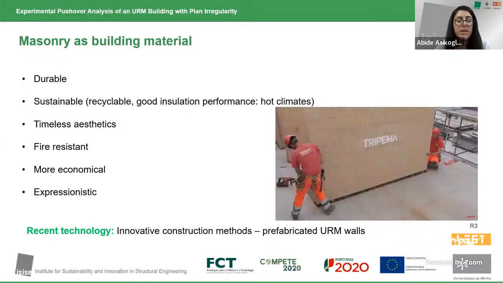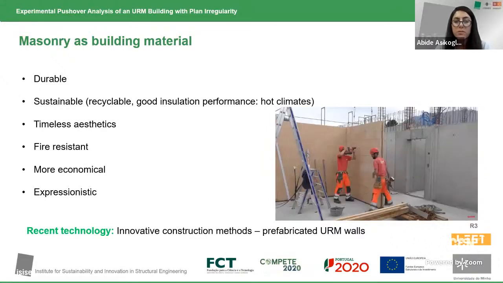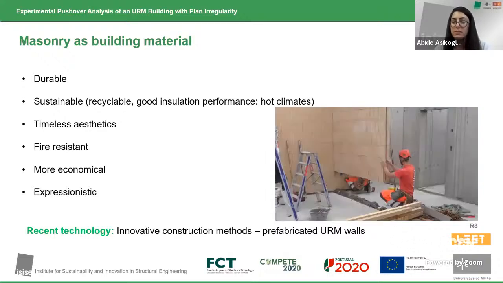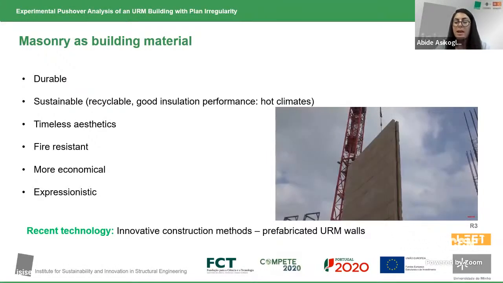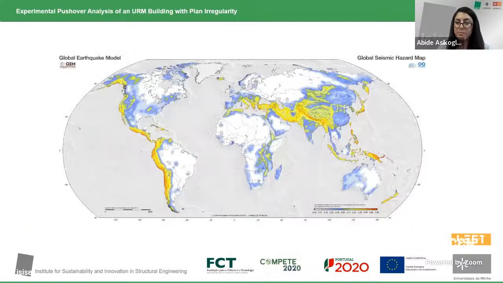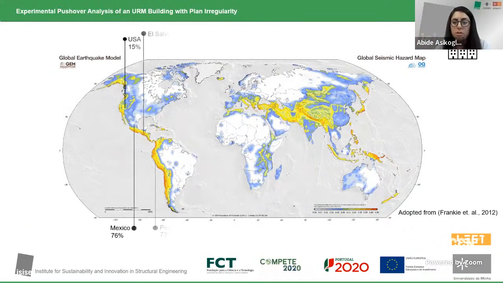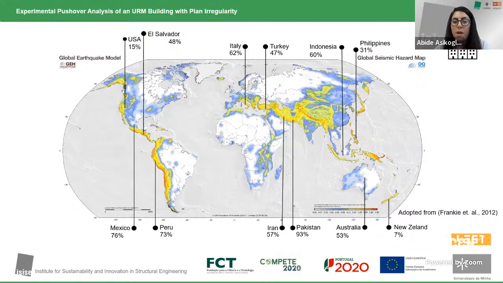And with recent technology, it is possible to see some innovative construction methods, which actually allow the production of precast unreinforced masonry walls. And this will definitely encourage the construction of this type of building. Taking a closer look at the worldwide building stock, masonry is spread all around the world. For instance, in Pakistan, this number is 93%, while 76% of the building stock is unreinforced masonry in Mexico. And again, this number is 73%, and so on.